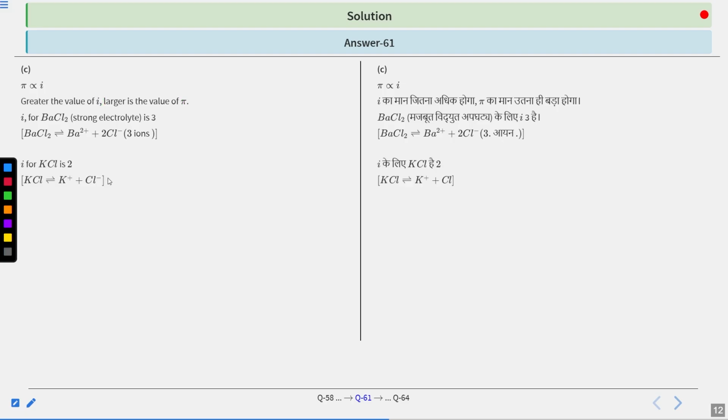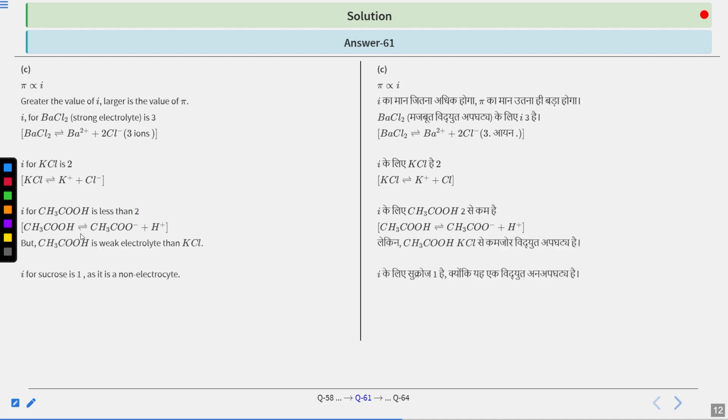For KCl it will be again 2. Sorry, for BaCl2 it is 3, not 2, it is 3. For KCl it is 2. For carboxylic acid, it will be less than 2. Why? Because carboxylic acid is not dissociating completely in the water, as it is a weak electrolyte. And for sucrose, it is 1 because it is a non-electrolyte.